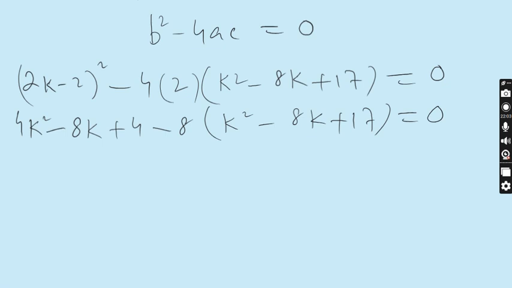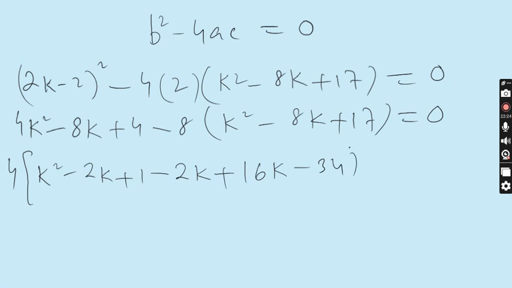Simplify it, taking 4 common from the whole of the equation. So k square minus 2k plus 1, minus 2 into k square, 2k square minus, minus plus 2 8 is 16k, minus 34 is equal to 0. So k square minus 2k minus 2k is what? Minus 4k, and 16 minus 4 is 12k, and minus 34 plus 1 is what? Plus 33.